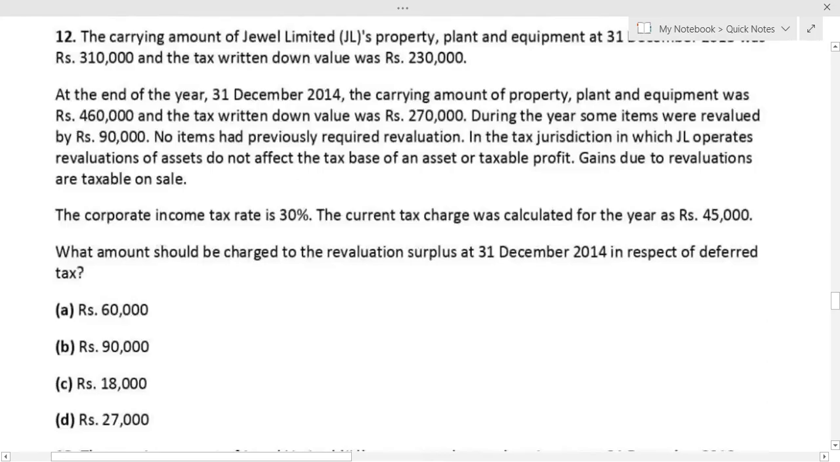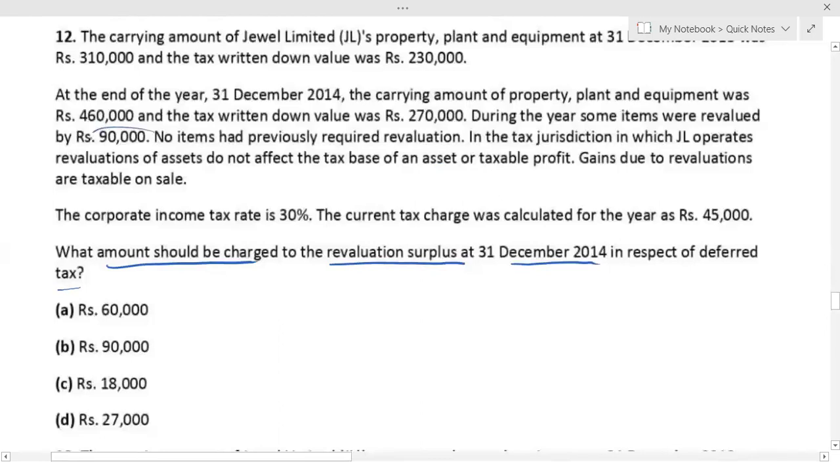Okay, question 12. What amount should be charged to the revaluation surplus on December 14 in respect of the deferred tax? I think we did discuss this many times. Let me repeat again. When deferred tax liability arises from revaluation, it is charged to revaluation.